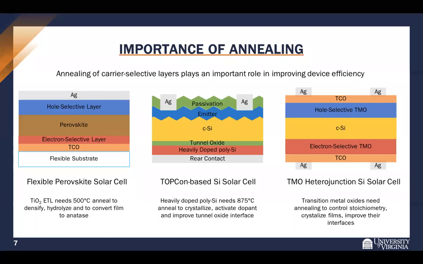In the center, the TOPCon-based silicon solar cell, the heavily doped polysilicon typically needs anneals around 875°C to crystallize this layer, activate its dopants, and improve its interface with the tunnel oxide, resulting in high efficiency. And then lastly, transition metal oxide heterojunction silicon solar cells. These transition metal oxides need annealing to control their stoichiometry, their work function alignment, potentially crystallize the films, and improve the interface with the crystalline silicon absorber.